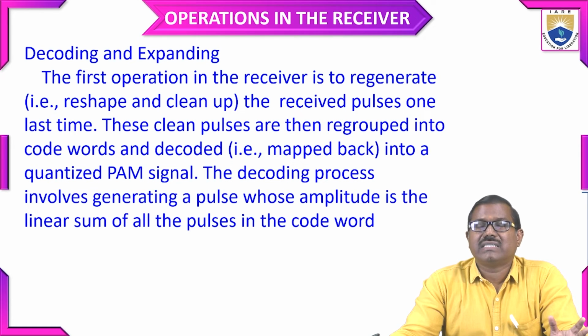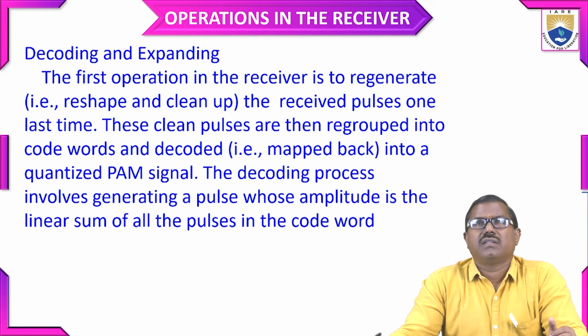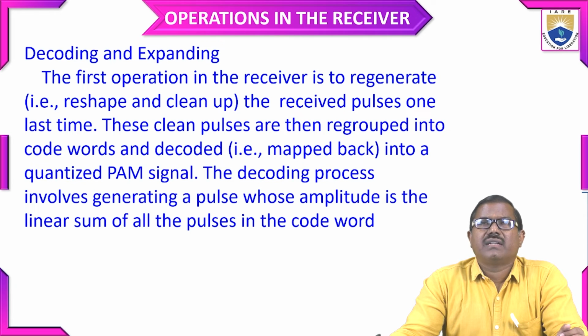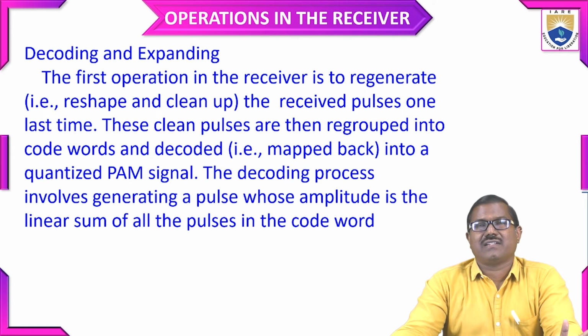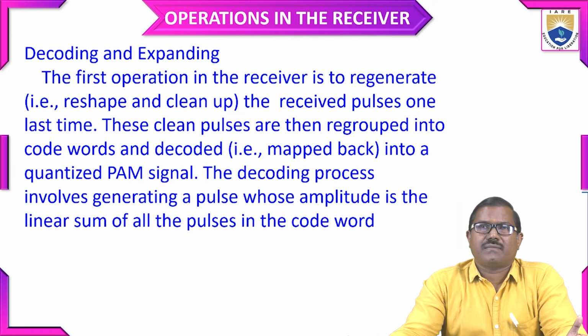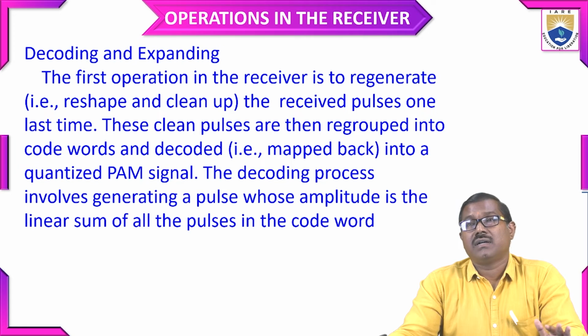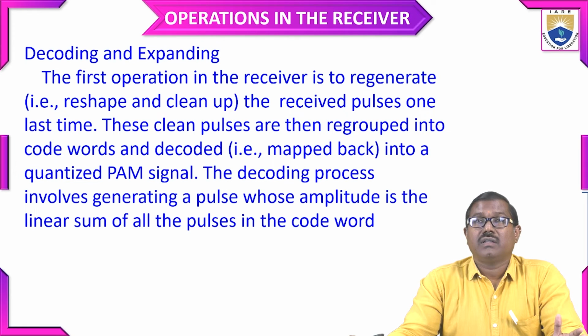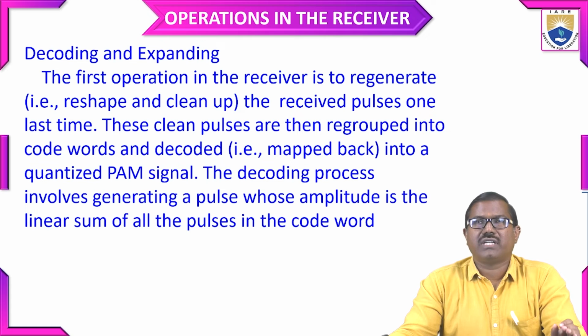So we are in the third block, that is the receiver block. So what are the operations in the receiver block? Here, decoding and expanding. The first operation of the receiver is to regenerate, which is nothing but the repeater. Whatever we place along the transmission length, for every few kilometers we place the regenerative repeaters. The first block in the receiver is also that regenerative circuit.